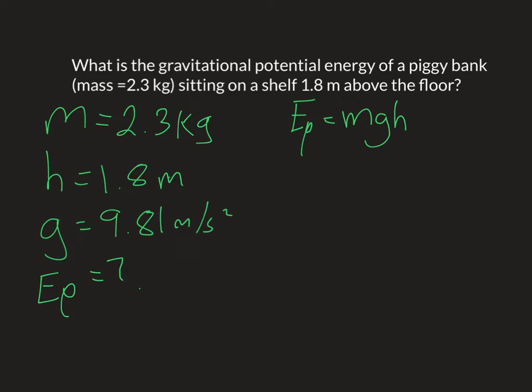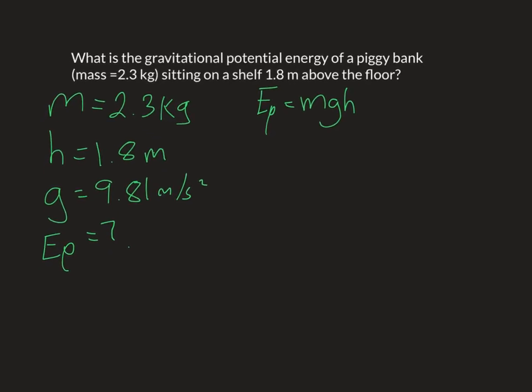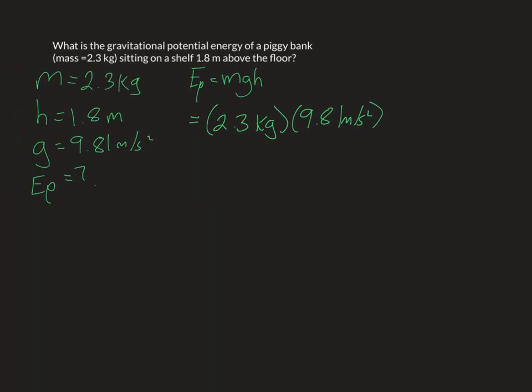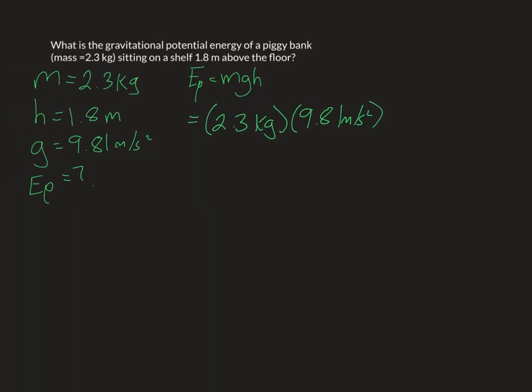So all I have to do here is multiply my 3 numbers together. Okay. I'm just going to give myself a little bit of space, and then we're going to plug them in here. So this is going to be equal to 2.3 kilograms times 9.81 meters per second squared times 1.8 meters. I do not have enough room on my iPad to keep doing this.